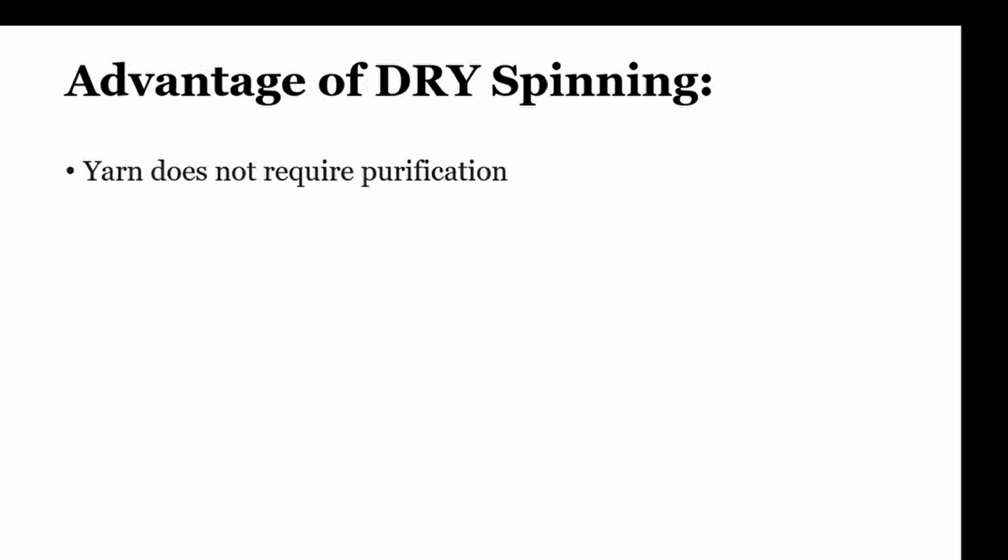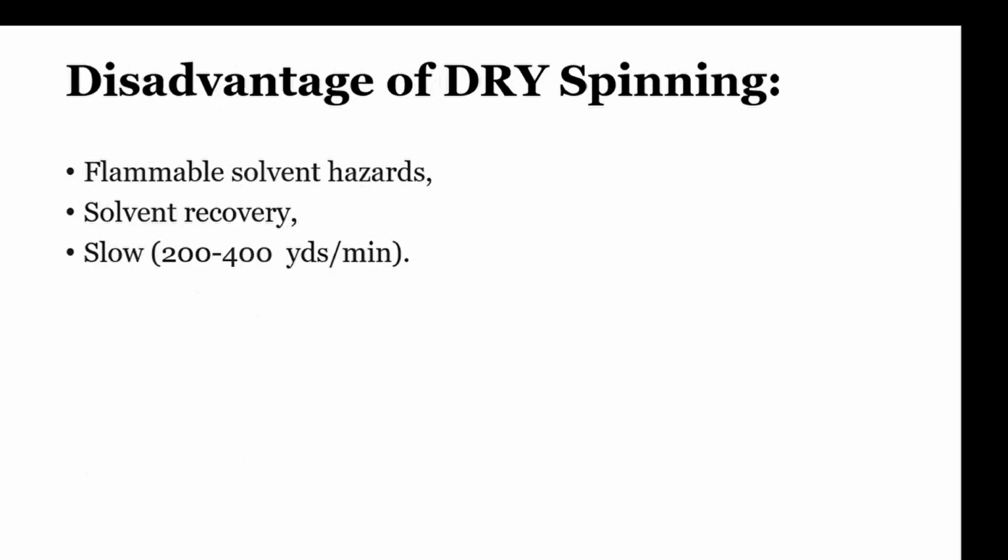Advantages of dry spinning: yarn does not require purification. And disadvantages are like it is flammable, there are solvent hazards, solvent recovery is low, and it is slow speed as compared to melt spinning. These are the disadvantages of dry spinning.